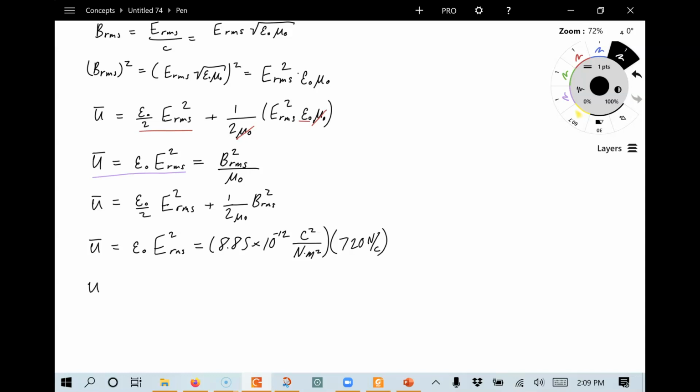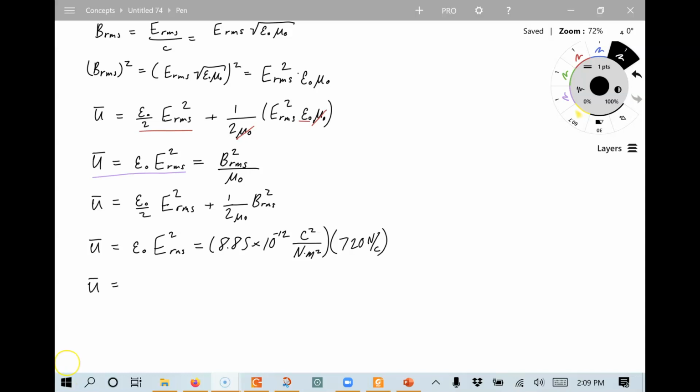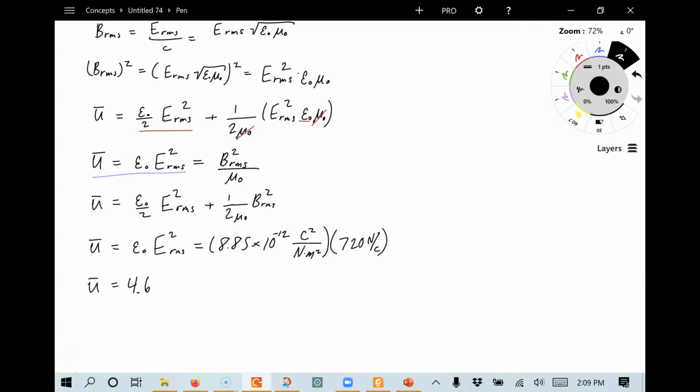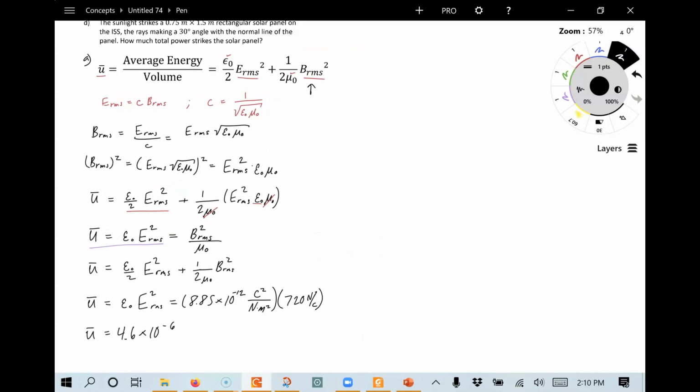When we calculate that, it comes out to 4.6 times 10 to the minus 6th. And what are the units? Well, this is energy per volume. And so I'm in SI units already, so I'm going to end up in SI units. It's going to be joules per meters cubed.